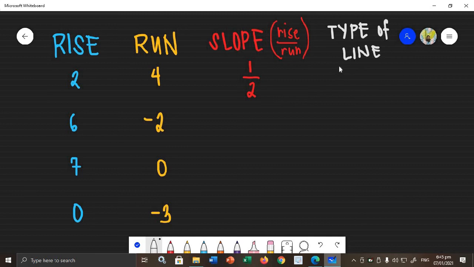Therefore, we can conclude na yung line, kapag ginraph mo yung slope na to is going to the right or rises to the right. Rises to the right side. Okay?